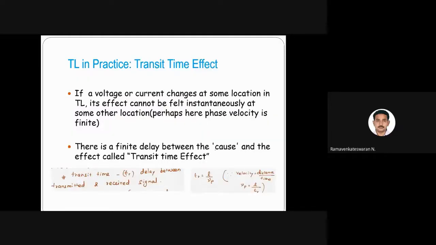This is called the transit time effect. It can be measured as distance divided by time. Distance is the physical length of the cable, divided by time, which is the transit time. That gives the velocity, the phase velocity. So I will interchange this: velocity and time. So this is my transit time.